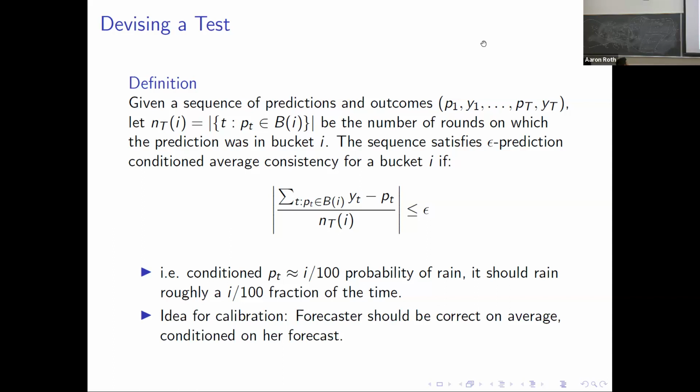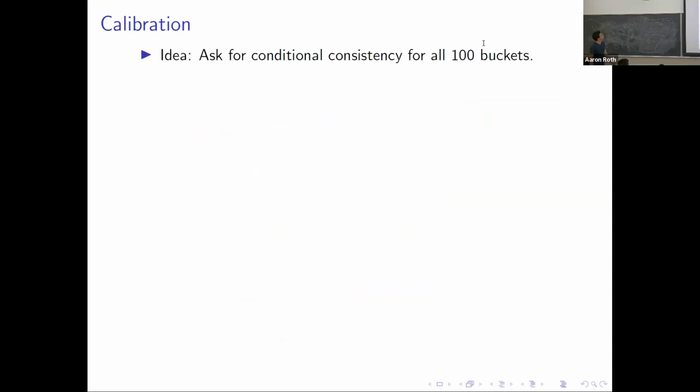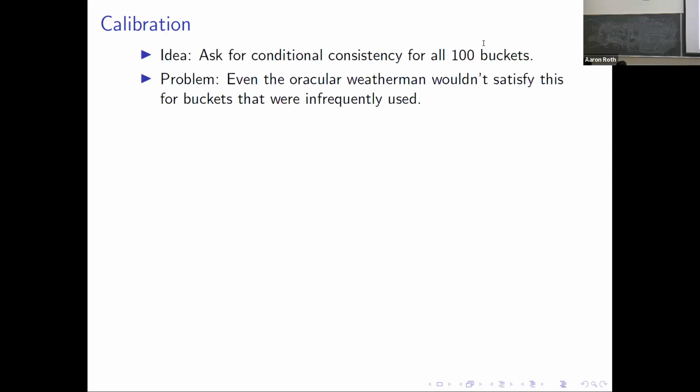So the idea for this test I'm going to tell you about in a moment, which is called a calibration test, is that the forecaster should be correct on average conditional on her forecast. Basically, you're going to be calibrated if you don't have very much conditional average consistency error for any bucket. So the basic idea for calibration is to ask for conditional consistency on all 100 of these buckets.